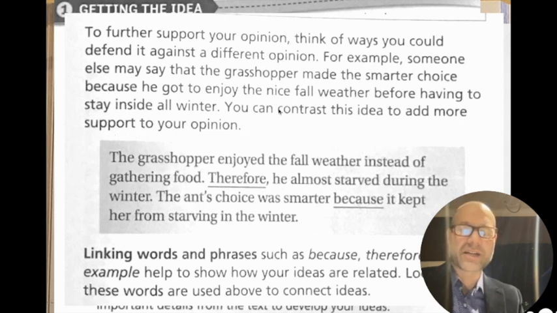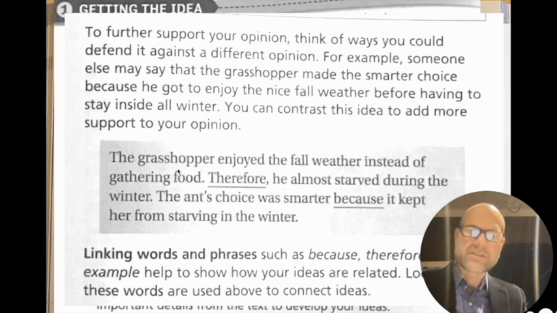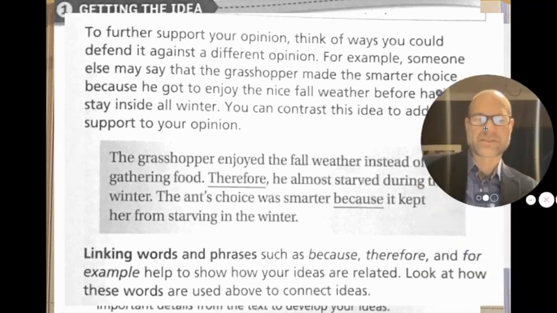And we know the word contrast means to point out the differences in things. The grasshopper enjoyed the fall weather instead of gathering food. Therefore, he also starved during the winter. The ant's choice was smarter because it kept her from starving in the winter. Linking words and phrases such as because, therefore, and for example help to show how your ideas are related. Look at how these words are used above to connect ideas.